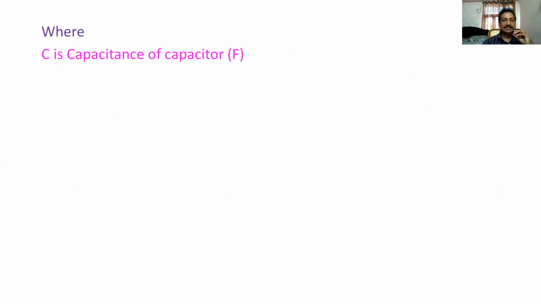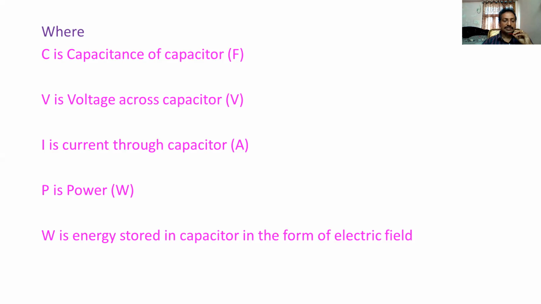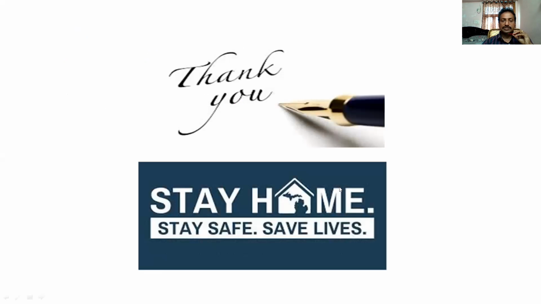Where C is the capacitance of the capacitor, in farads. V is the voltage across the capacitor, in volts. I is the current through the capacitor, in amperes. P is power, in watts. W is the energy stored in the capacitor in the form of electricity. W is proportional to V square.